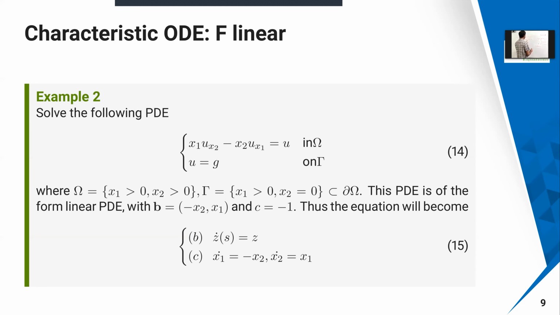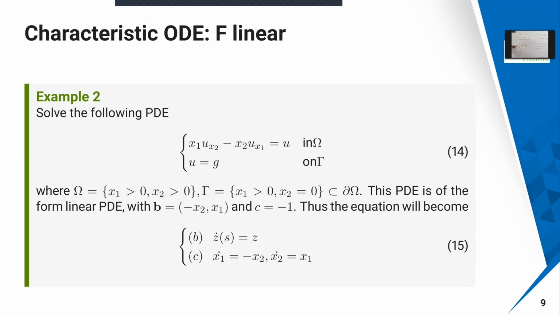And here c is going to be there. So b is going to be minus y comma x. And what is c? c of x is nothing but, here u is there, so I can write this as minus u equal to 0. That means c is going to be minus 1 for this equation.